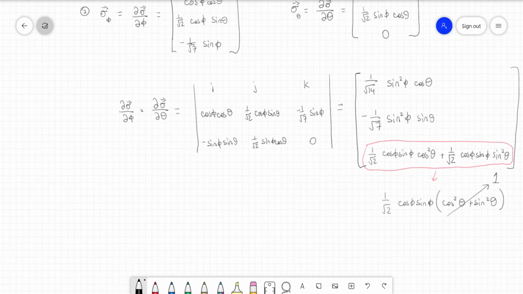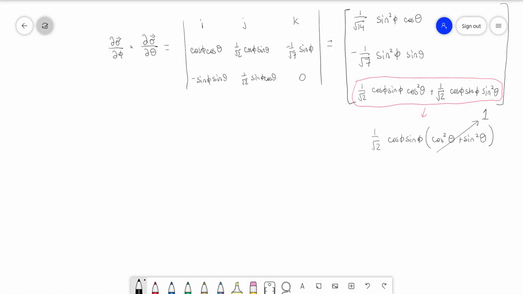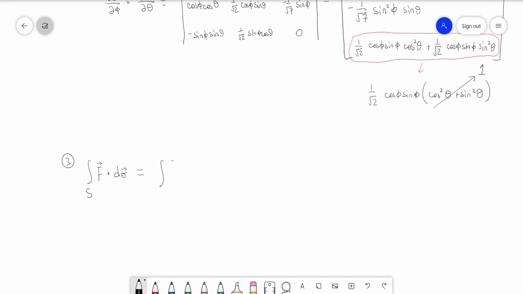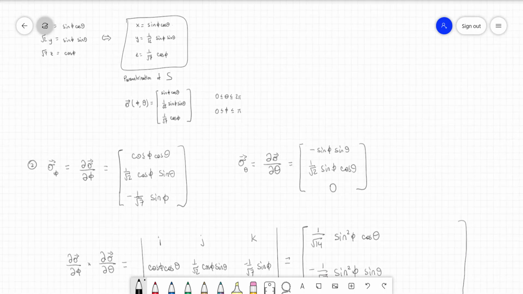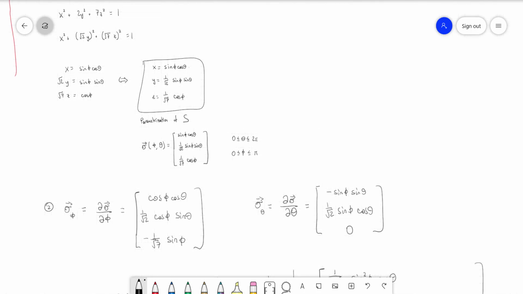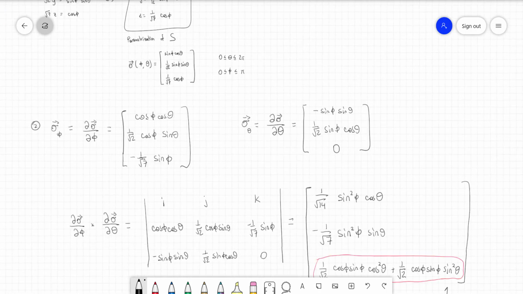So now that we have the cross product, we can go ahead and move on to the third step, which is to evaluate the flux integral directly. Now let's see here. I'll go ahead and set it up for everyone. First we'll be doing a double integral, integrating with respect to the variables phi and theta. And from our parameterization, we have bounds on the variables. Those will be the bounds on the integral.